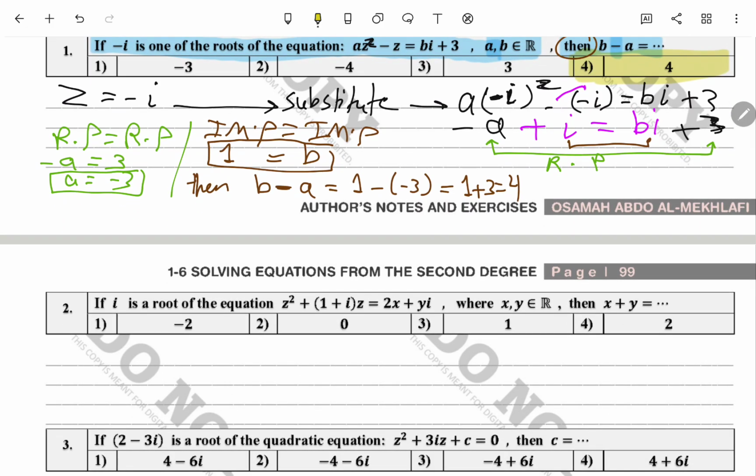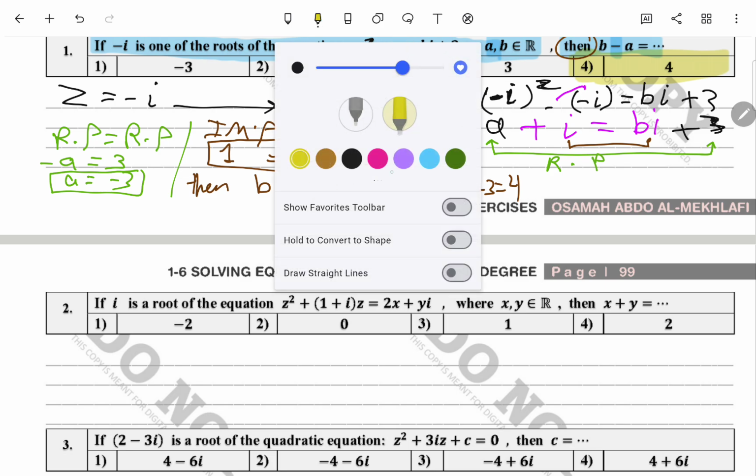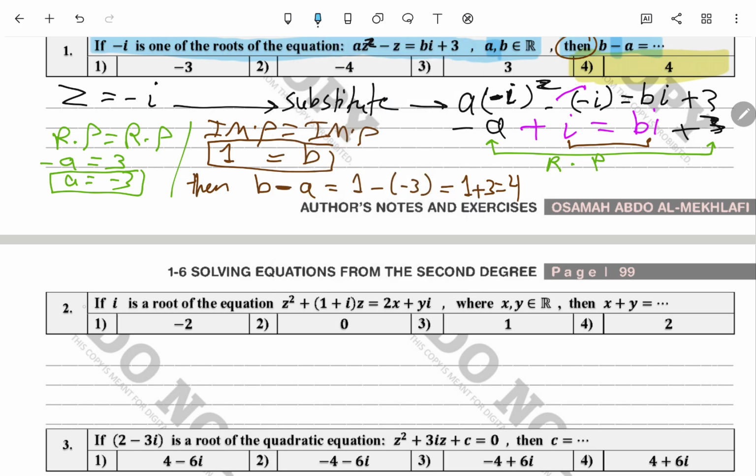Let's go to number 2, and we can see that we have this given. If i is a root of the equation z squared plus (1 plus i) z equals 2x plus yi, where x and y belong to R, then x plus y equals. Let's have now the value of z, which is given, it's i.